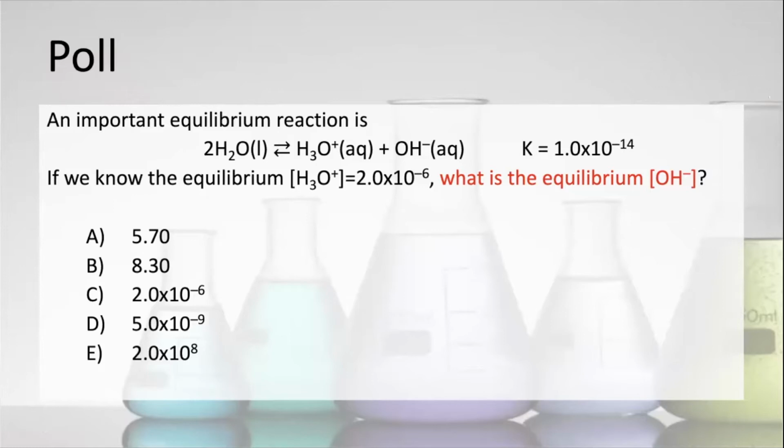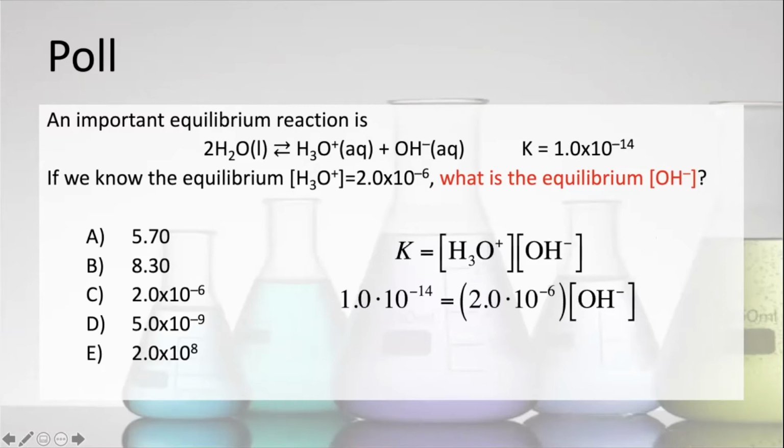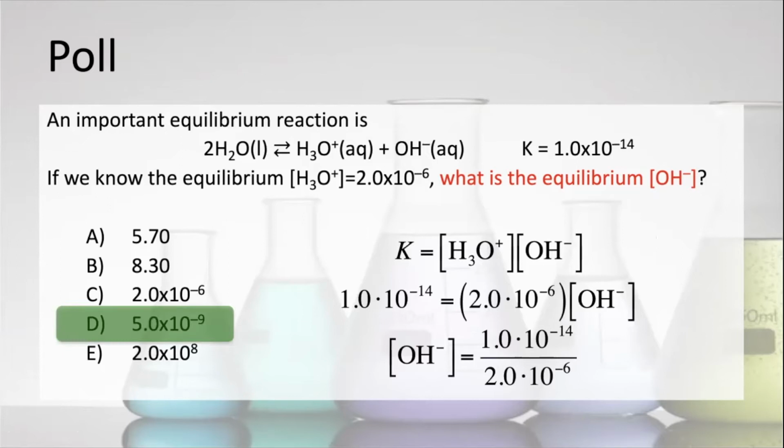So first, just a practice problem. If we know the equilibrium constant for this reaction, 1 times 10 to the minus 14th, and we know the equilibrium concentration of H3O+ is 2 times 10 to the minus 6, we can calculate the equilibrium concentration of our hydroxide ions, because we know the expression for this is just going to be our H3O+ times our OH- equals our K. So when we do that, we're going to end up substituting those in and calculating our concentration of OH- is 5 times 10 to the minus 9th.